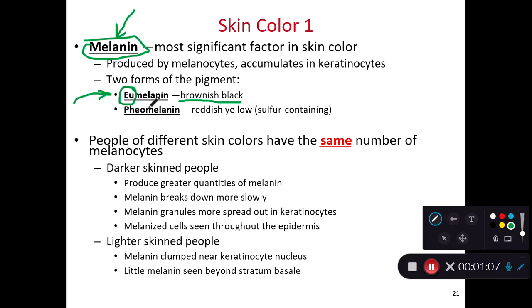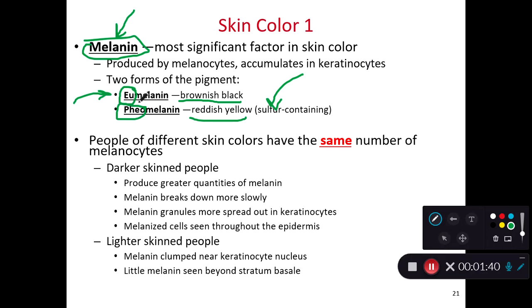We also have pheomelanin, or phetomelanin. And I know I struggle with pronunciation, like most people do. As we look at this kind of melanin, this is kind of a reddish yellow melanin because it contains a lot of sulfur atoms. So individuals that have a little bit more of a red-yellow pigmentation to their skin tend to have higher concentrations of phetomelanin relative to the eumelanin.